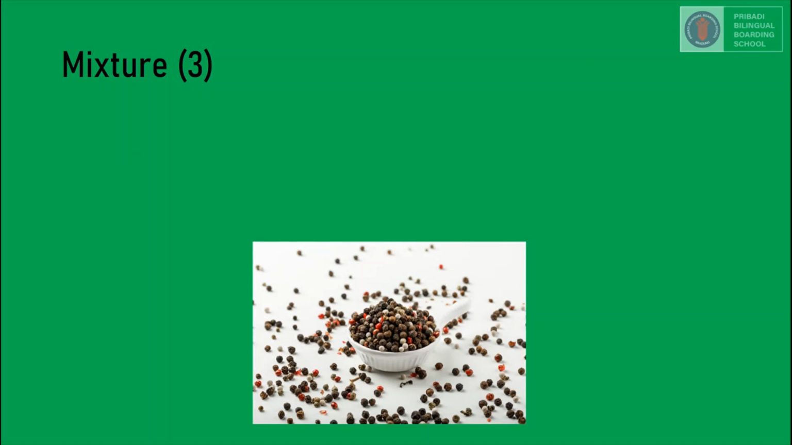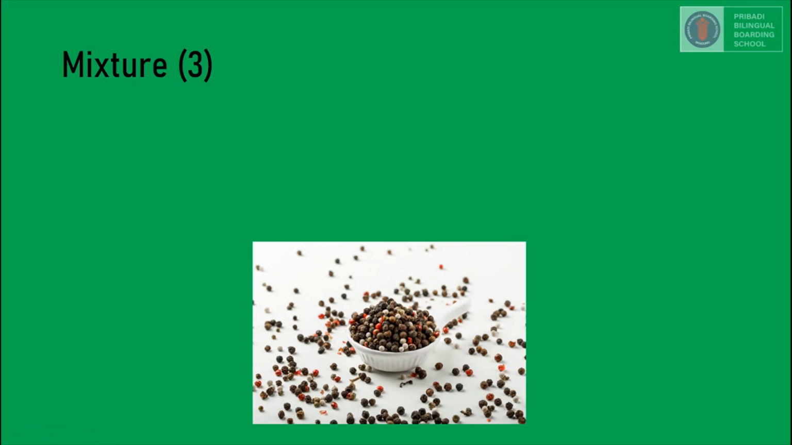And the mixture also can be, this is an example of a mixture. This is pepper. There's red pepper, white pepper, and black pepper mixed together.